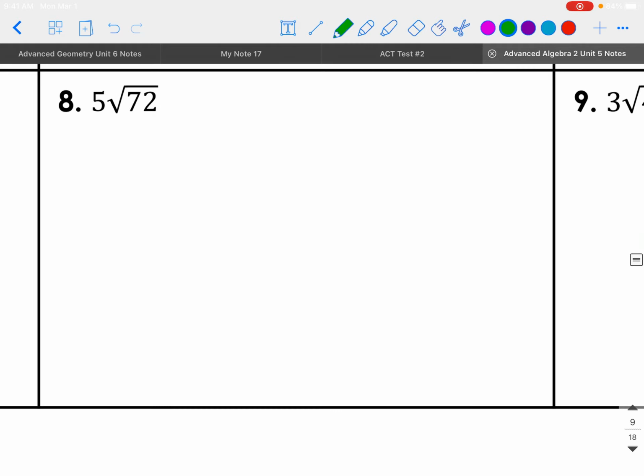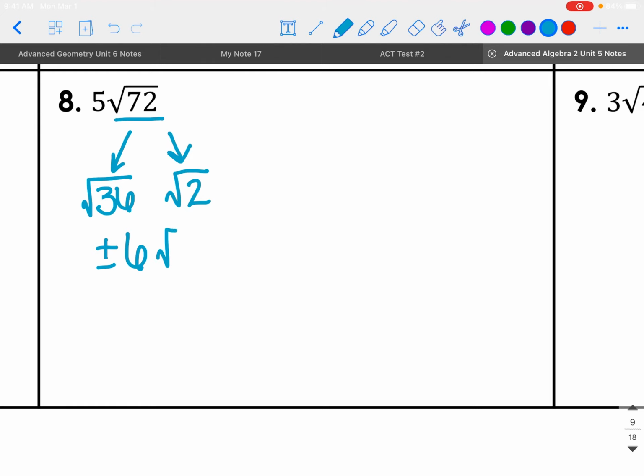Okay. Number 8. So we have the square root of 72. Let's work with that one first. So 72, start dividing it by some things. And you can actually divide it by 36. Square root of 36, square root of 2. And the square root of 36 is plus or minus 6, radical 2.